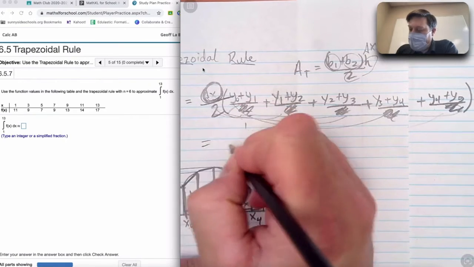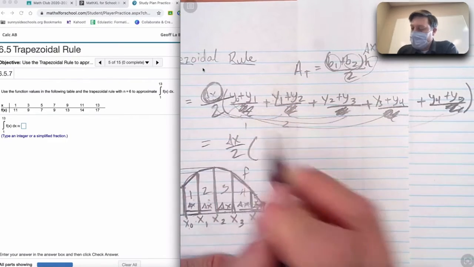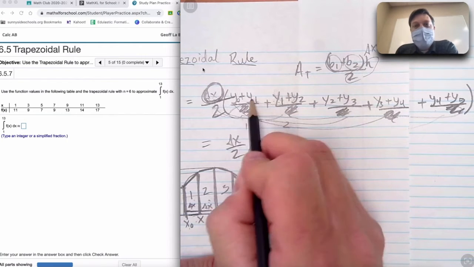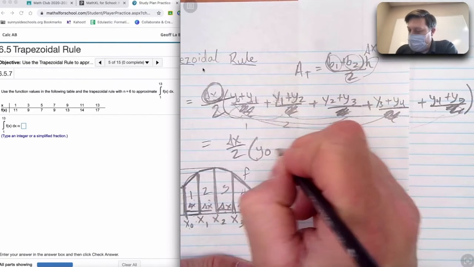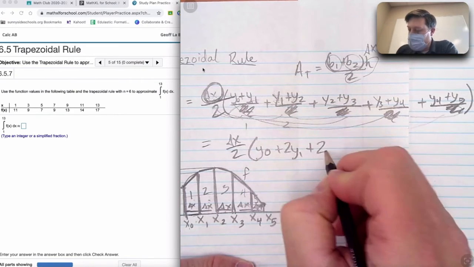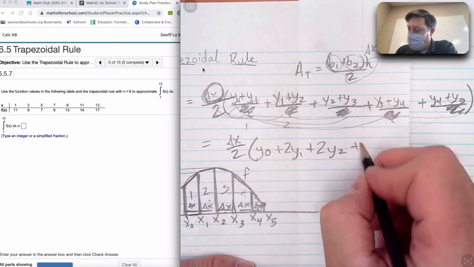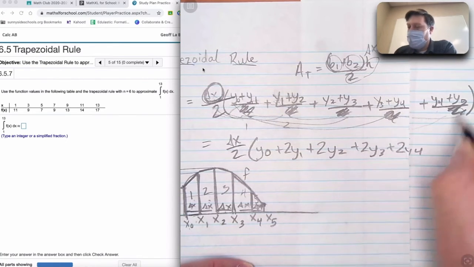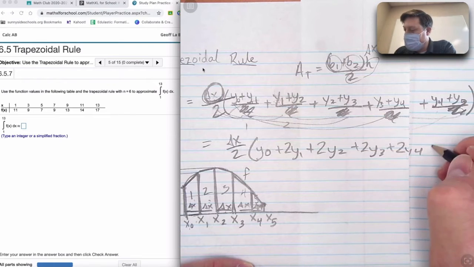Now if I rewrite a little and clean up, we have delta x over 2 multiplied by y sub 0 plus 2 y sub 1 plus 2 y sub 2 plus 2 y sub 3 plus 2 y sub 4 plus 1. There's only that 1 on the end, y sub 5.